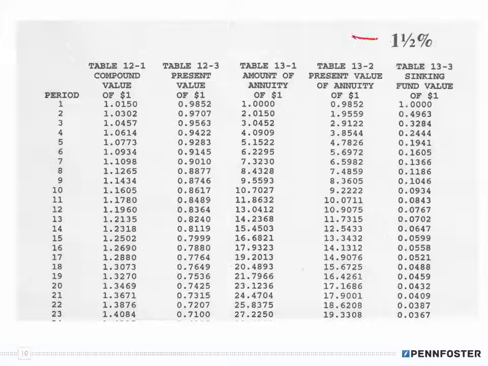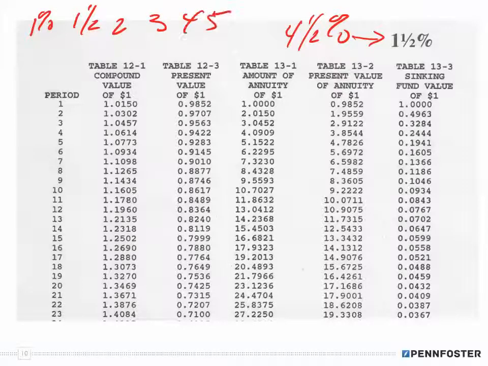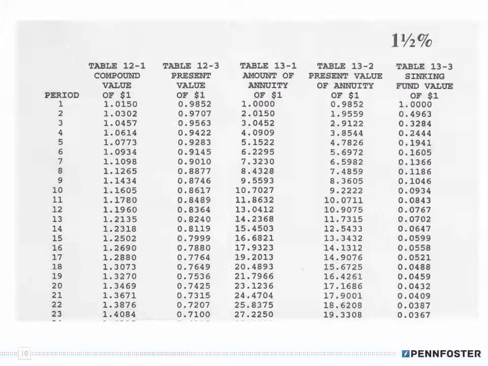Each page has the interest rate. So first of all, if you want to see 1.5%, you're going to find this page. If you wanted 4.5%, you would have to find the page that had 4.5% at the top of it. It's no longer listed as 1%, 1.5%, 2%, 3%, 4%, 5%. It's not all on one table. This is a cross-reference by the interest rate. So you first find the page that has the interest rate that you're interested in.